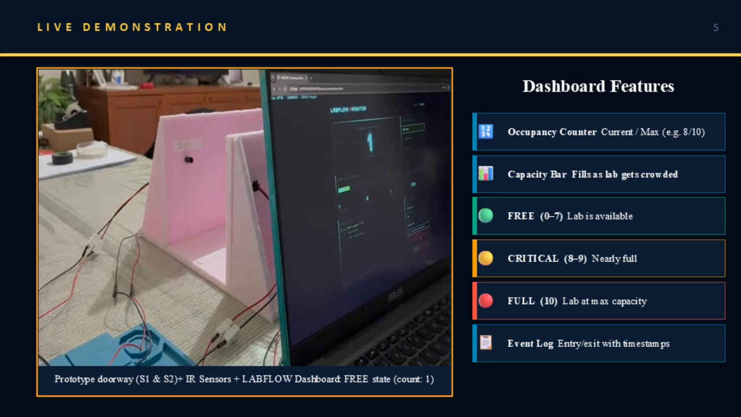On the left, you can see the pink foam doorway prototype with the two infrared sensors mounted on each side, and the LABFLOW dashboard running on the laptop screen behind it, currently showing a free state with a count of 1. I will now play the demonstration video.